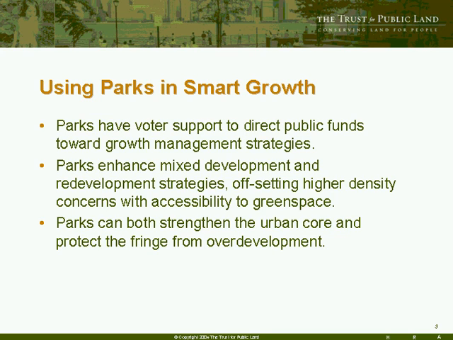First, it's pretty well known that parks are popular. They have voter support for directing public funds to help growth management strategies. Second, parks make for good investment in that they help enhance development and offset higher density housing in smart growth principles. And then third, parks are basically blight fighters and buffers in the fact that they both strengthen the urban core and help protect the fringe from overdevelopment.